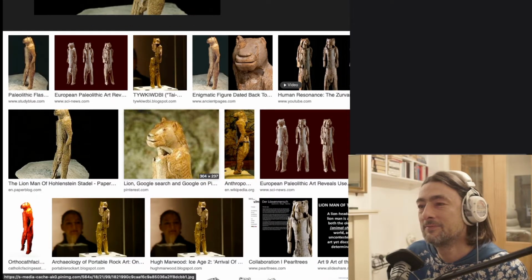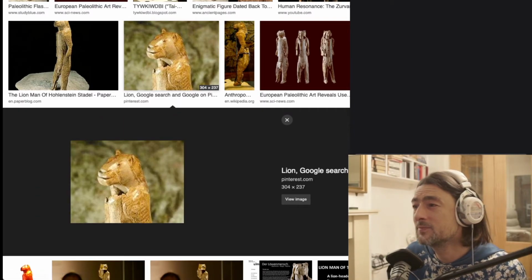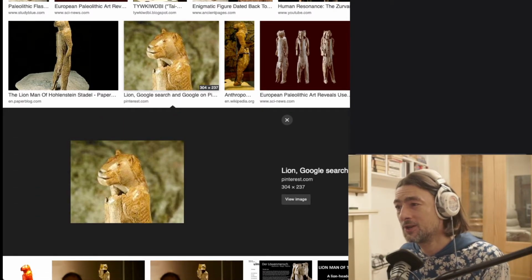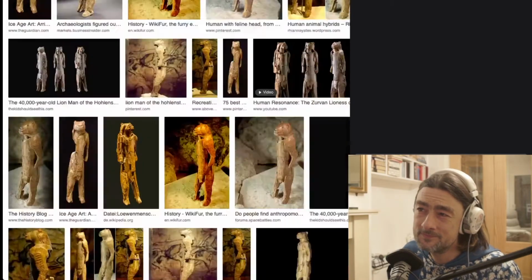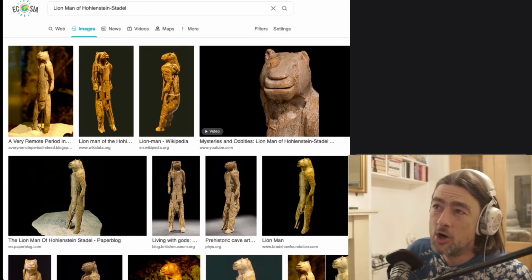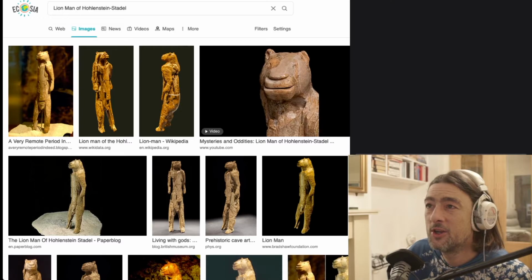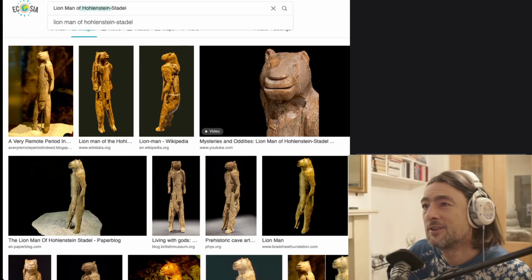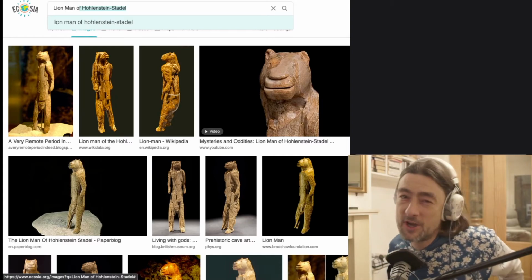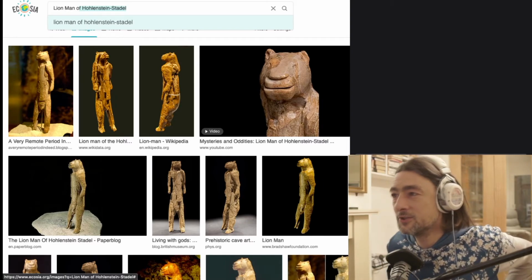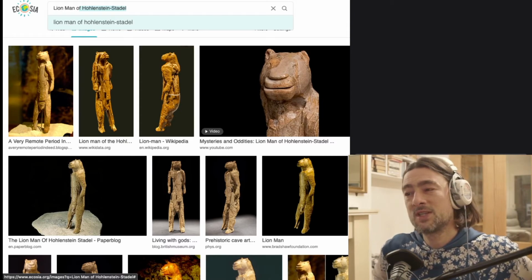The Lion Man. You know about that now. You see, you can't unlearn this. That's gone into your head now. The Lion Man of where? Well, if I could pronounce it. Hohlenstein-Stadel. You know about that now? The Lion Man of Hohlenstein-Stadel. One of the earliest pieces of art ever.